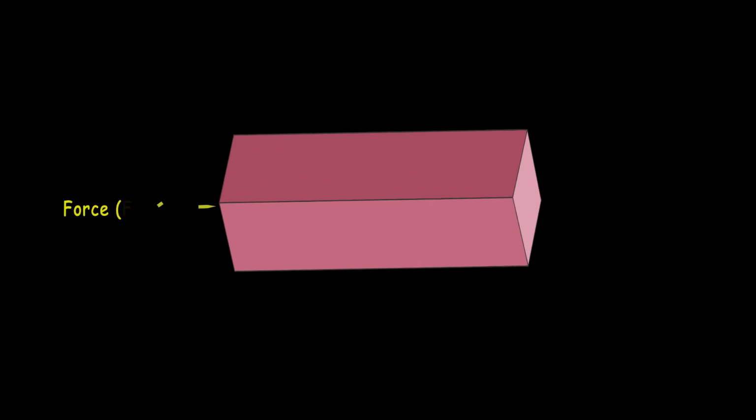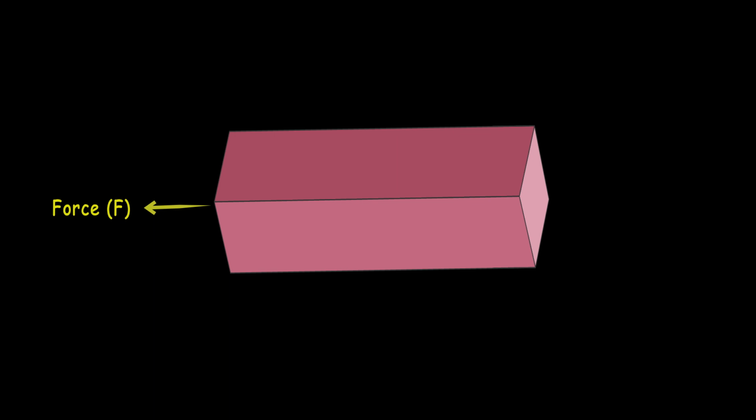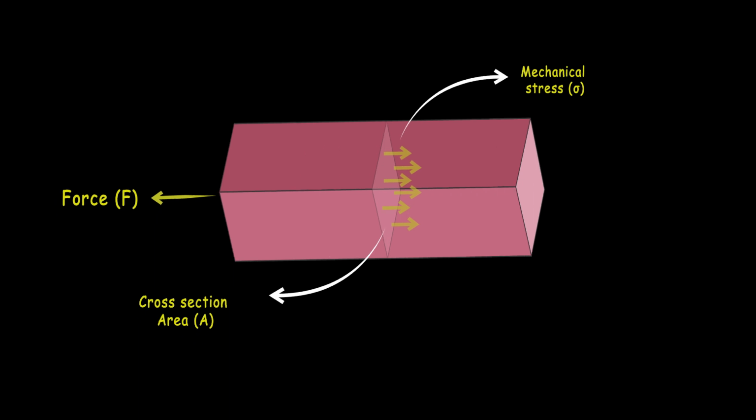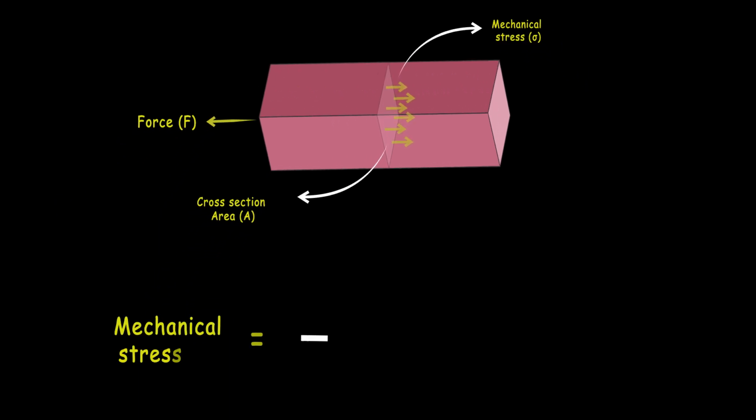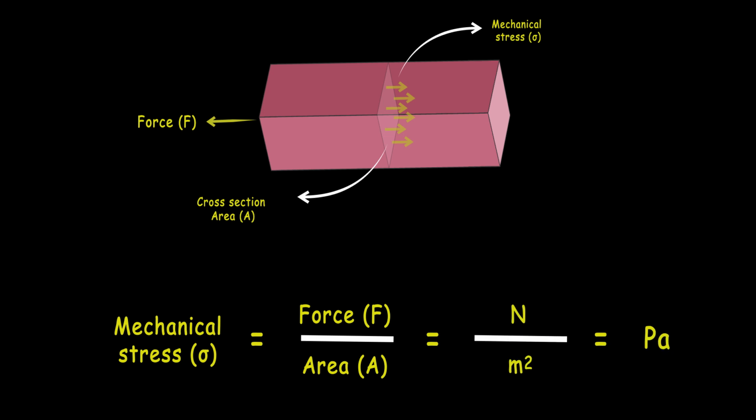If we apply external forces to the scaffold, its molecules develop internal forces in the opposite direction to resist these applied forces. We call this mechanical stress, which is distributed over the entire surface of the cross-section. So a stress is a measure of force per unit area, and its unit would be Newton per square meter or Pascal. We can apply various types of forces to our scaffold, and they can create different mechanical stress.